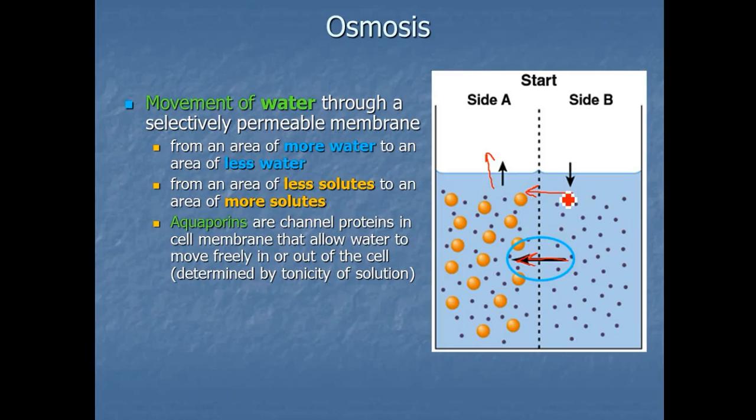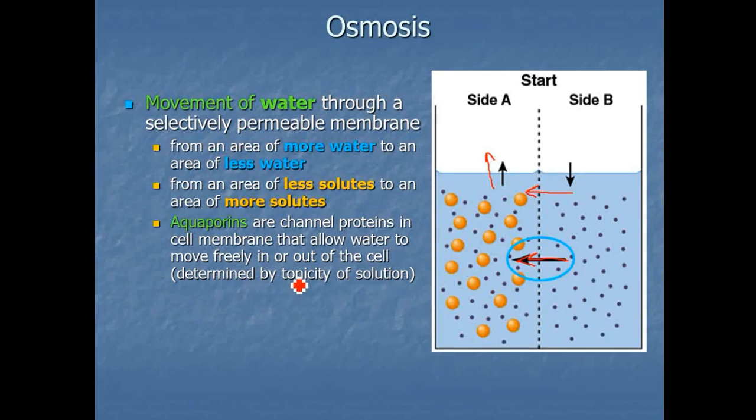Sprays the produce, because it makes the fruit and the vegetables look more plump because they're spraying it with pure water, and that water moves into the cells and makes them look plumper. And again, we've already talked about aquaporins. Aquaporins are channel proteins that allow water to freely move in or out of the cell. And it's determined by that tonicity. And you remember we discussed tonicity when we were looking at homeostasis.